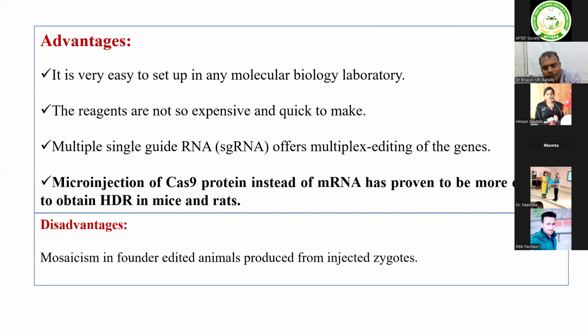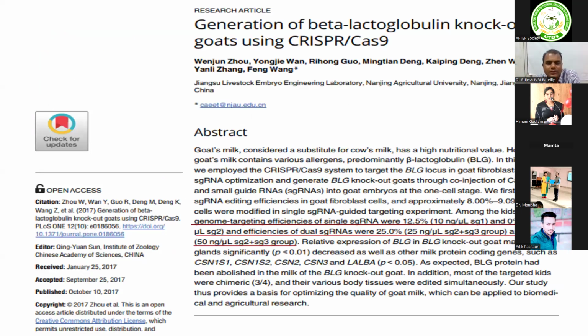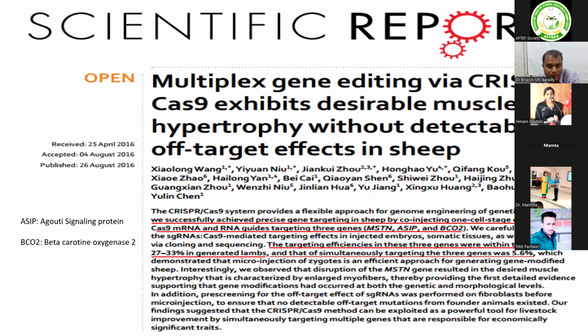Because we tried this CRISPR-Cas9 and we have transferred 75 goat embryos, but so far we didn't get any pregnancy. And then, generation of beta lactoglobulin knockout goat using CRISPR-Cas9. The multiplex gene editing by CRISPR-Cas9 exhibited desirable muscle hypertrophy without detectable off-target effect in sheep. So this aspect, muscular hypertrophy, they are working on both.